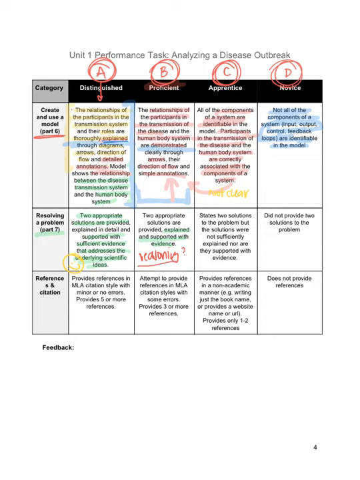Okay. To get a C, you have stated the problem, or the two solutions to the problem, but they're not explained very well, nor are they supported with evidence. So you're kind of stating your solution, but you're not backing it up with anything. No evidence, no reasoning, okay? And then to get a D, you didn't do anything. You didn't provide any solutions, or you answered the question incorrectly. All right, so make sure you read the question correctly as to what you are being asked to do.